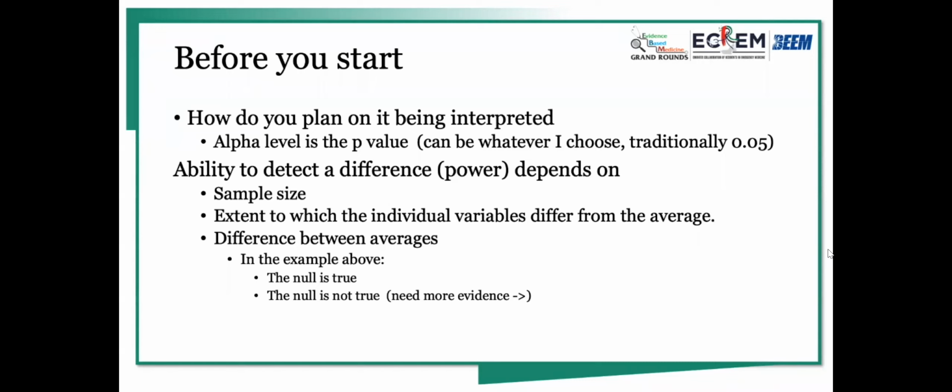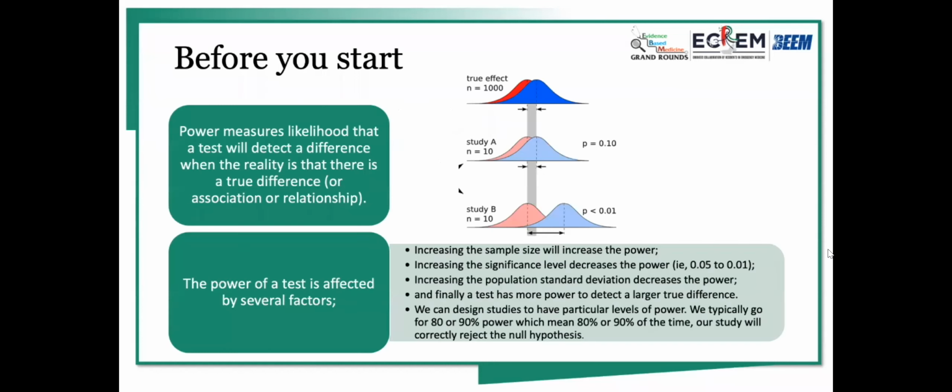So in the example that we just talked about, we first found out and stated that the null was true, but we didn't have enough power. After we did get enough power, we found out that the null was not true. And what we needed was more evidence. And so these are very common errors or very common events that happen when you design a study that you have to be aware of.